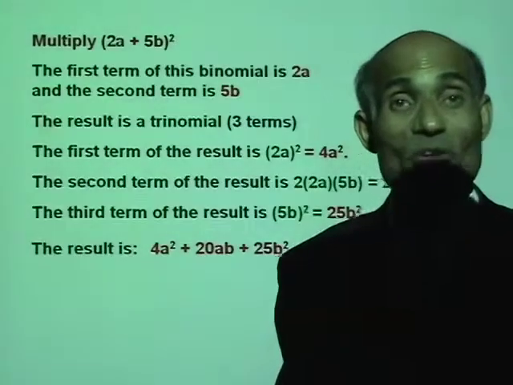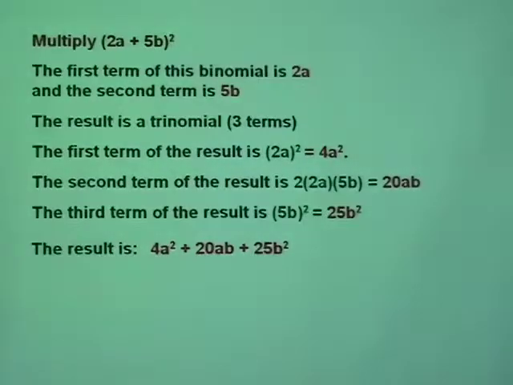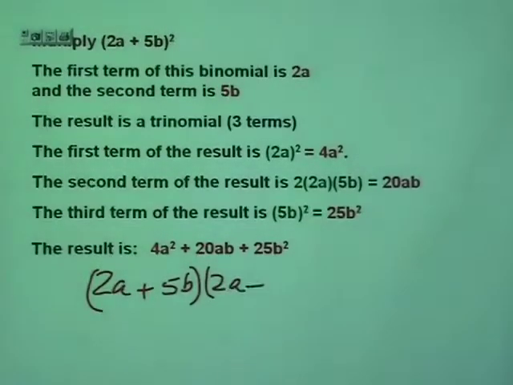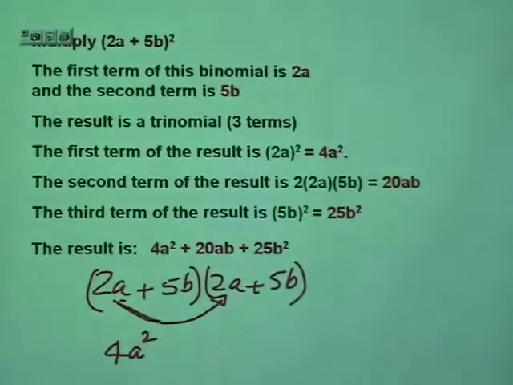Shall I do it the other way around for you? Okay, give me a second. Let's do it that way. 2a plus 5b all squared is 2a plus 5b times 2a plus 5b. What's the first thing to do? Multiply 2a with 2a. What do you get? You get 4a squared. And 2a multiplied by 5b, what does that give you? They're both positive. Gives me plus 10ab.